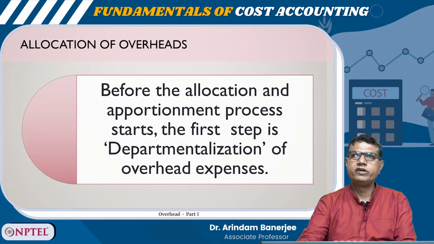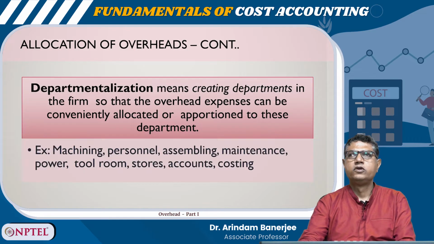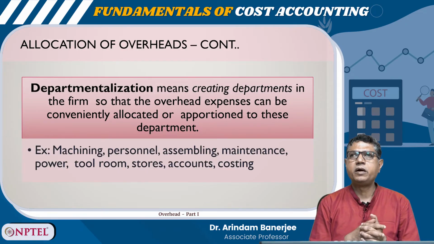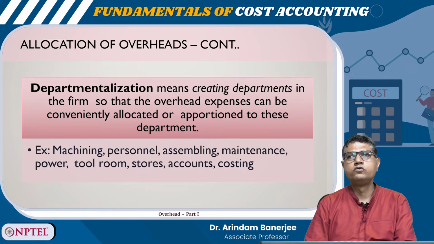Now, allocation of overheads. Before the allocation and apportionment process starts, the first step is departmentalization of overhead expenses. Overhead expenses are happening at different cost centers, so they need to be departmentalized. Departmentalization means creating departments in the firm so that the overhead expenses can be conveniently allocated or apportioned to these departments, like machining, personnel, assembling, maintenance, tool rooms, stores, accounts, costing, etc.